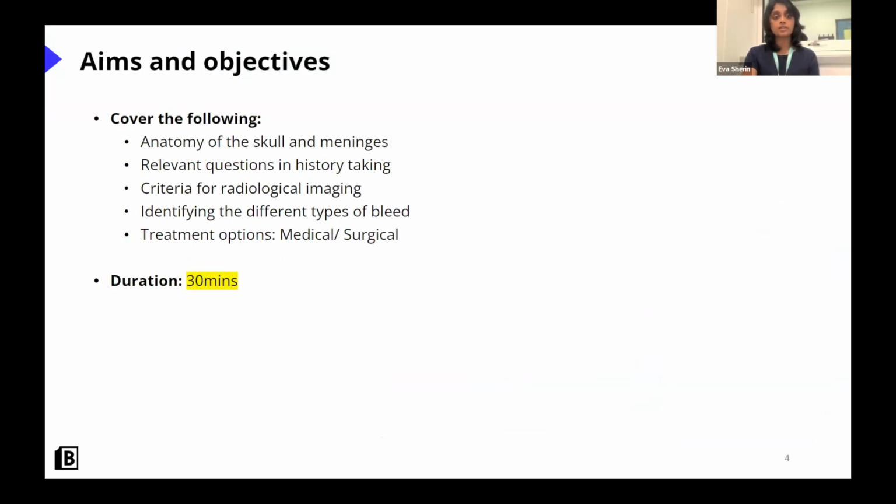Our main aims and objectives for the course is that we cover the following topics. So we're going to look into the anatomy of the skull and meninges, know what are the relevant questions that we should be asking in history taking, find out the criteria for radiological imaging, find out the different types of bleed and identify them based on radiological imaging, and of course, what are the treatment options that are available, both medical and surgical.